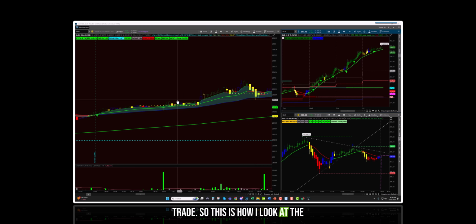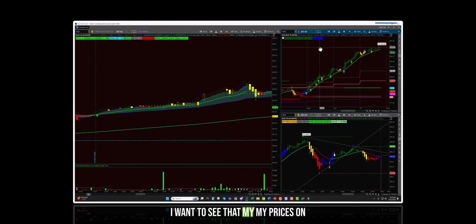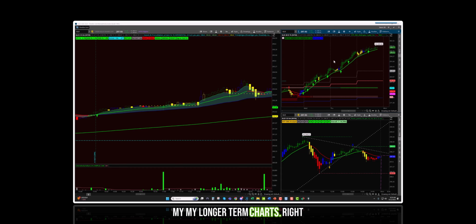So this is how I look at the setup. I want to see confluence here. I want to see my prices on my longer term charts right here. I like to see this type of price action whenever price is continually going up, and this is an upslope. I like my 5 minute. If I get a pullback, I want to get that blue Laguerre, and I want to get a push higher, and that's what I want to see. So that's the basics of the system.